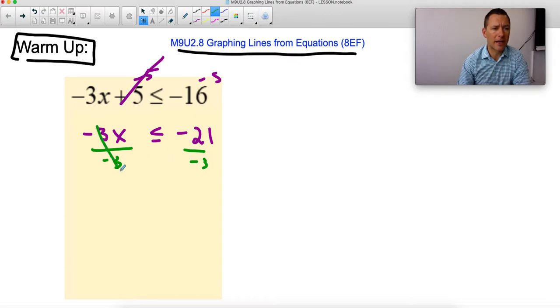Since we divided by a negative, those cancel out. We're just left with x, which is nice, and this is positive 7, which is nice, but since we divided by a negative, we got to remember to flip that sign, and so you should end up with that. Cool? All right.